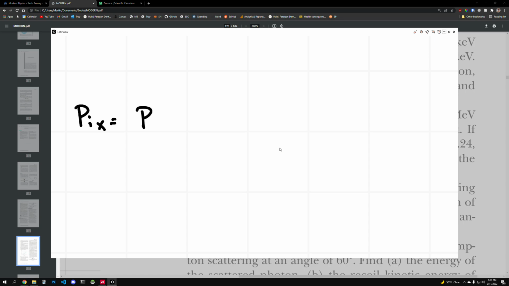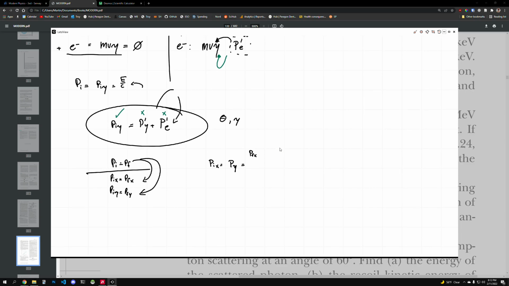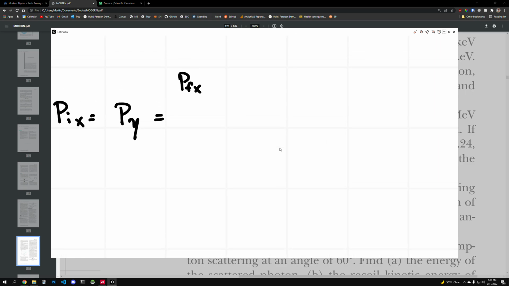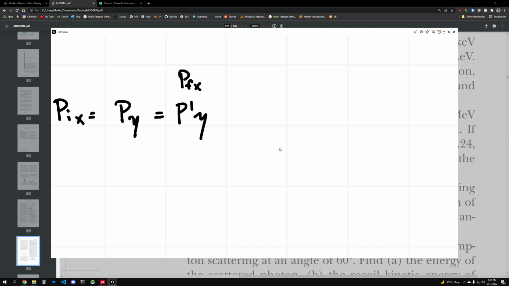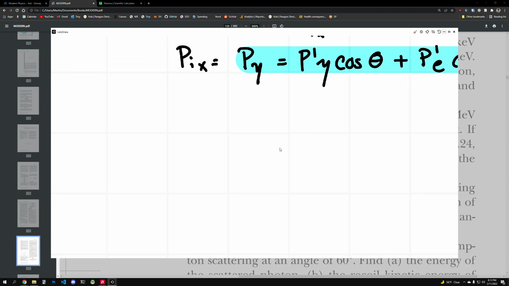So we can say that that is just equal to p gamma, right? We don't have to specify pi because we have p prime. And that is equal to p final x. And p final x are the cosine components of these two primes. So p prime gamma cosine theta plus p prime electron cosine phi. Sorry, not gamma, electron. All right, so we have one valuable form right here. Now let's do this in the y direction.